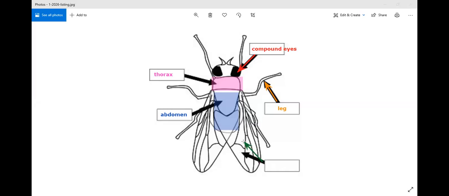Okay. What are these? Wings. These are wings. Are insects cold-blooded or warm-blooded?